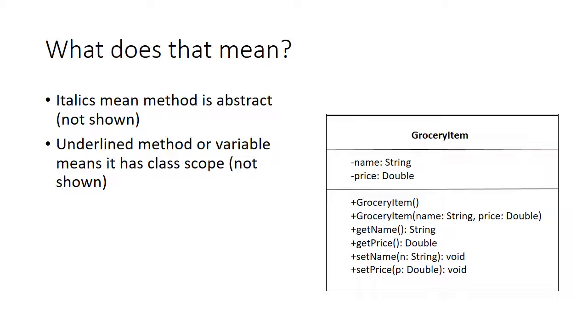The class diagram that's shown in this slide is one that's taken from an example that we did in our last lesson. There are two things that don't show in this class diagram. One is italics, and the other is an underlined method or variable. Both of those are something that we'll encounter later in the course, but are not currently being discussed. What the italics means is that it's an abstract method or variable, and the underlined method or variable means that it has class scope.